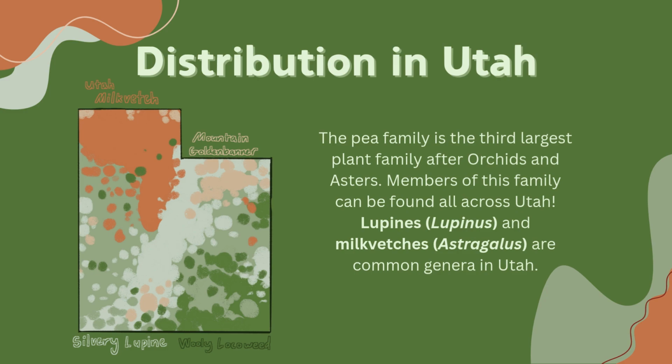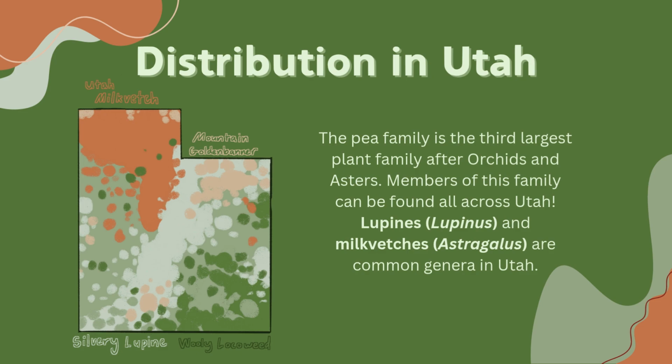Members of the pea family found in Utah have adapted to a multitude of habitats and thus can be found all across the state. The general distribution of Utah milkvetch can be seen in orange. The Utah milkvetch thrives in desert, rocky, or disturbed habitats, but can also be found in sand, grasslands, and forests. The general distribution of mountain golden banner is indicated in peach. It is found primarily in riparian or forest habitats, but also shows up in meadows or disturbed environments.